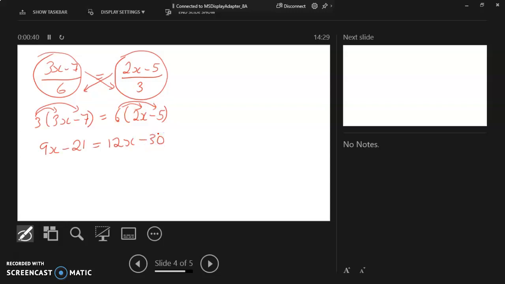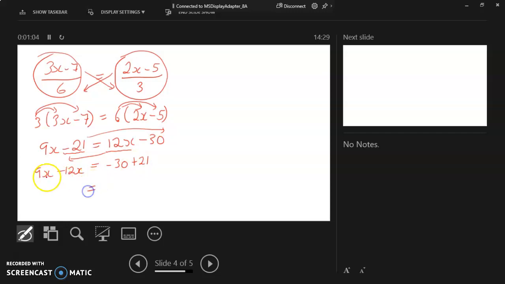Now we must bring the x's to one side and the numbers, the constants, to the other side. So x's to the left-hand side: 9x. Bring this across and it becomes minus 12x. On the right-hand side, we have minus 30. Bring minus 21 across and it becomes plus 21.